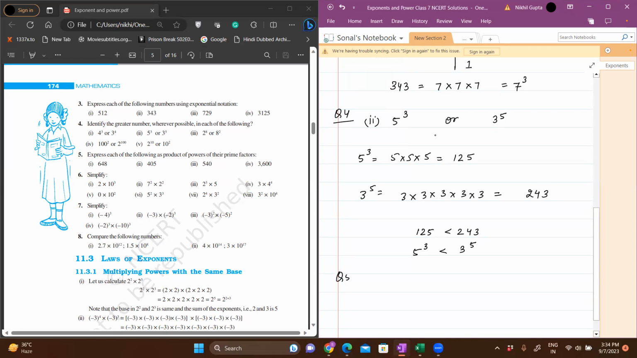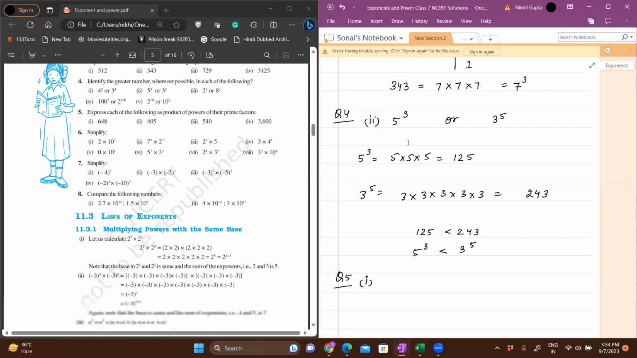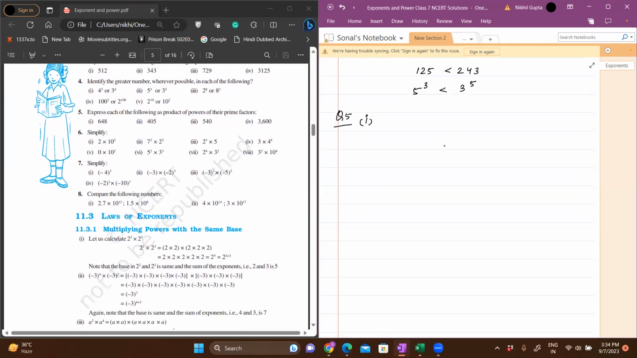Let's move on to question number 5 here. Express each of the following as a product of powers of their prime factors. So whenever we need to express as the product of their prime factors, we definitely do the prime factorization of the numbers. Let's quickly do the prime factorization. I'm taking the very first part, that is 648 here.